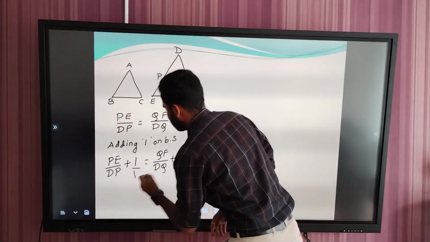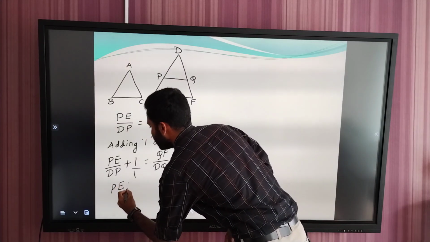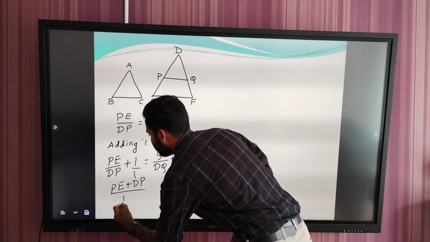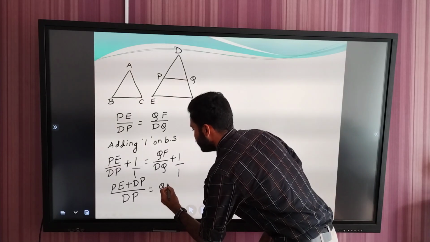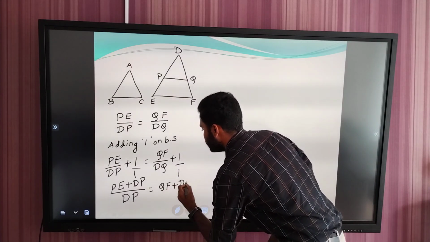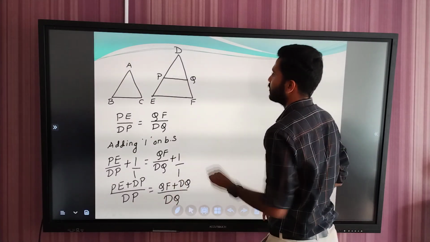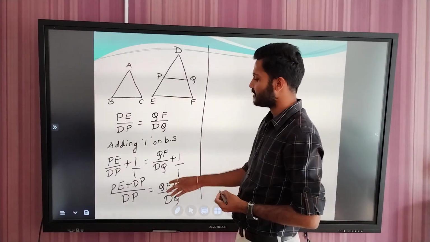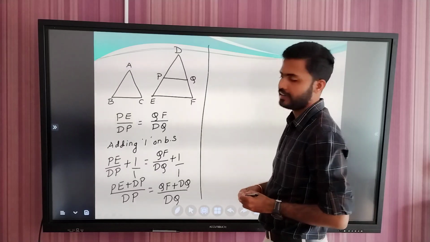So now if you take LCM, my dear students, what happens? So now we are going to get PE plus DP in the denominator divided by DP is equals to QF plus DQ divided by DQ. Okay, so this is what we are going to obtain. So PE plus DP divided by DP is equals to QF plus DQ divided by DQ.